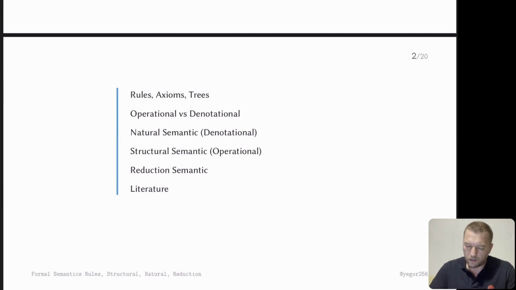Second, we will discuss the difference between operational and denotational semantic. Actually, we're going to discuss what is semantic in general, and then the difference between operational and denotational. This difference was hard for me to understand from the literature and from the videos of other people, but it seems that I somehow built some understanding, and I will share it with you.